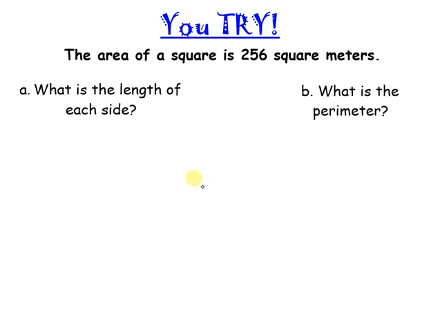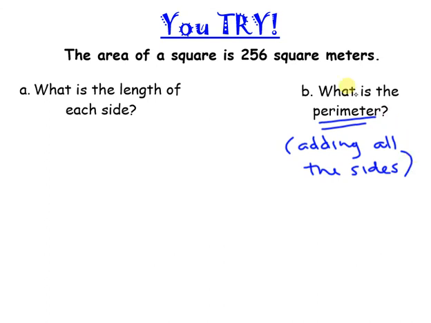Okay, now I want you to try this one, and we're going to bring the perimeter back. And remember that the perimeter is adding all the sides together. Okay, so if the area of a square is 256 meters squared, what is the length of each side? And remember, we talked about guessing and checking. Put some numbers into your calculator and see if they work.